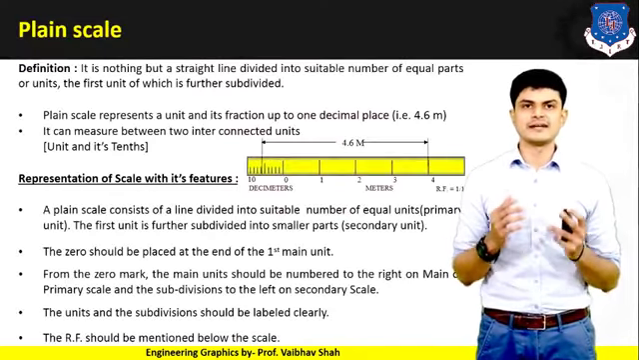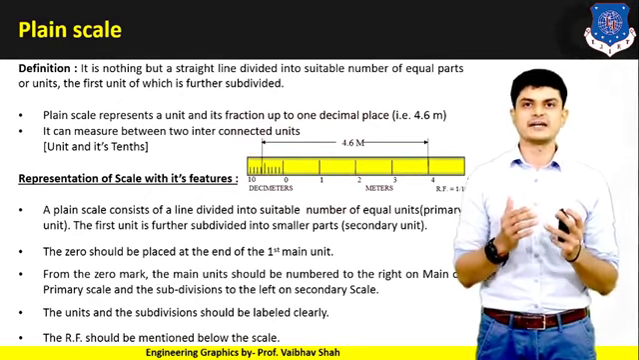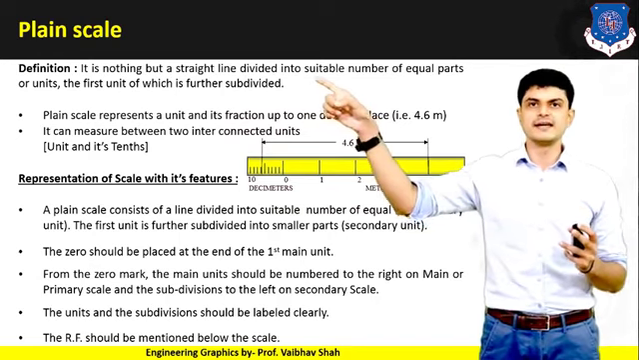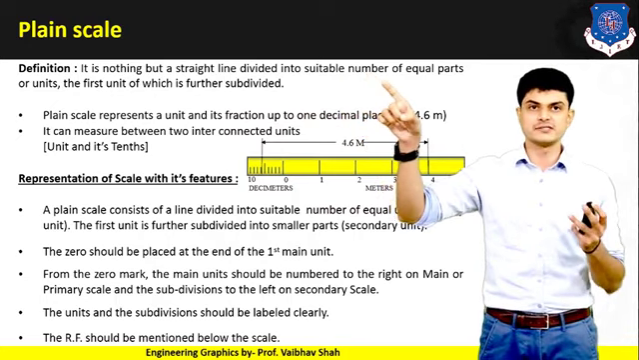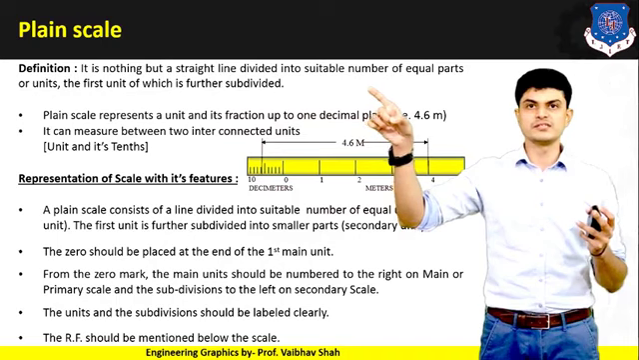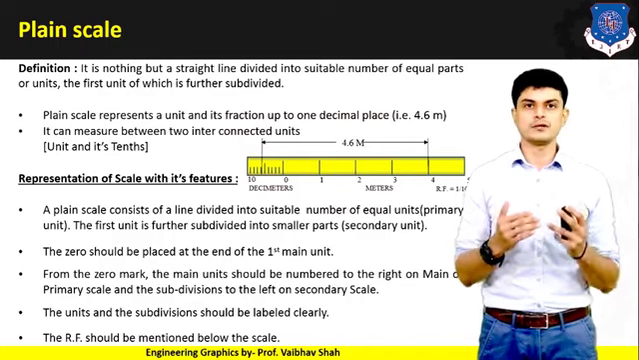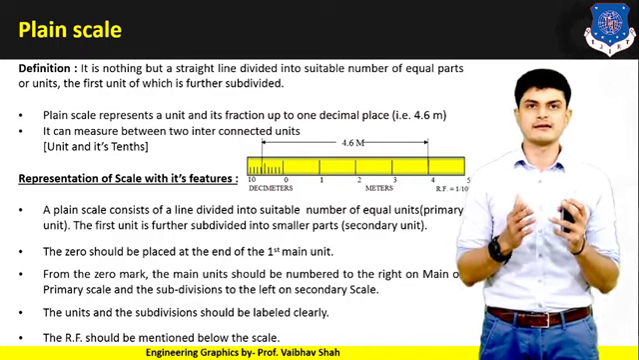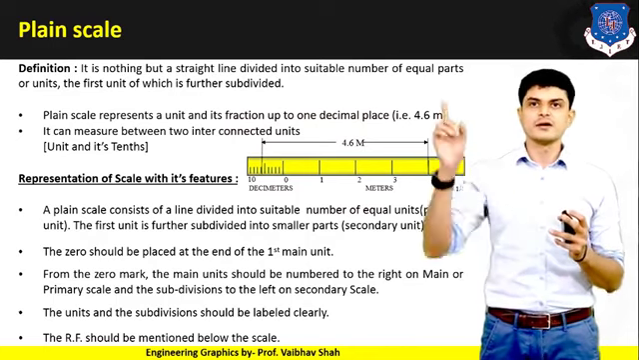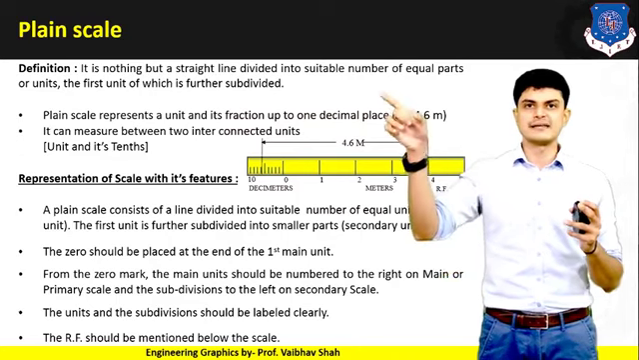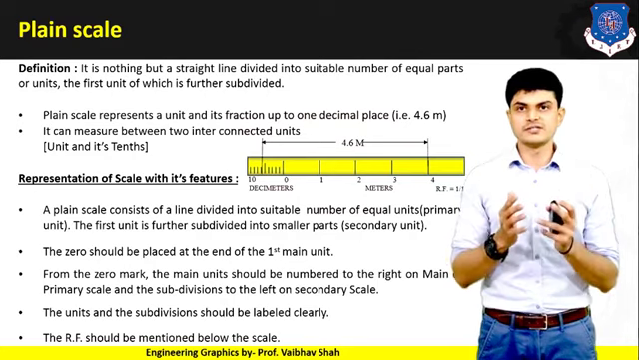Now plain scale. Let us understand what we mean by a plain scale. Let us understand it by a definition first. It says that it is nothing but a straight line divided into a suitable number of equal divisions, the first division of which is further subdivided. So we will understand the plain scale concept by its definition. Let us start with the first definition. It is nothing but a straight line divided into a suitable number of equal parts or divisions or units.